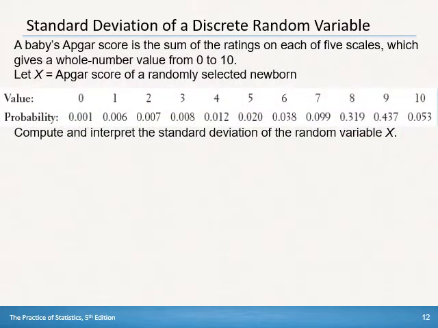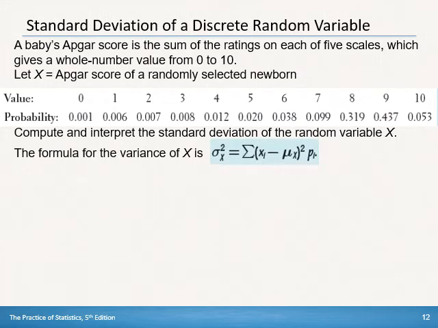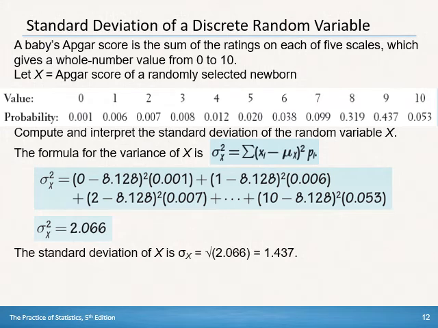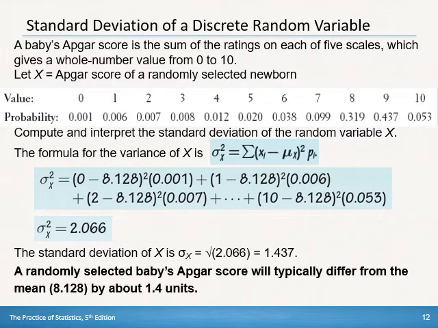All right, but how would we do it here? Again, we take each x value, subtract from it the mean, the expected value, square that difference, and multiply it by its probability. You can see this would be a pretty tedious process to do. In this case, the variance is 2.066. We take the square root of that, and we get the standard deviation of the random variable x to be 1.437.